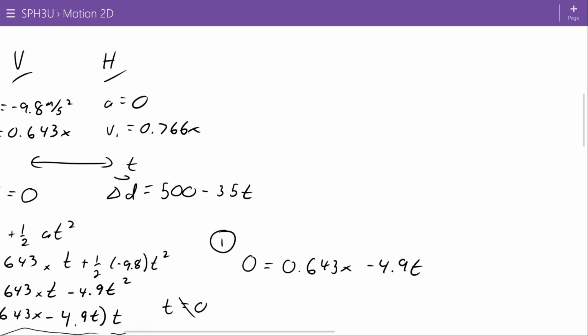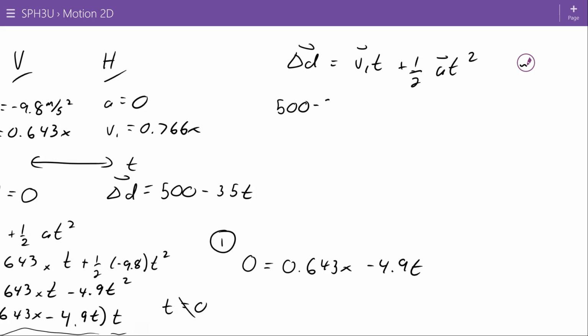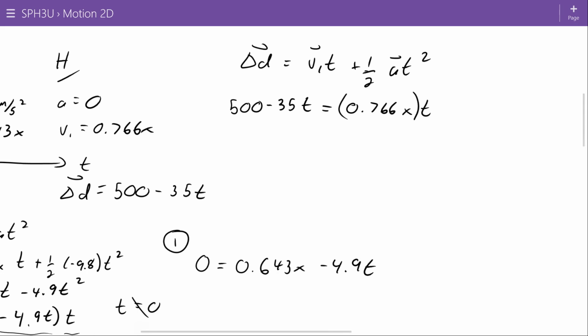Now in the horizontal direction, using the same base equation of motion, my delta D is a little bit complex here. 500 minus 35t. You're 500 meters away to start with, minus the movement of the tank, which you want to account for. 0.766 xt, that's my initial velocity, times time. And here's a little bit of a break. 1/2 acceleration is equal to 0, times t squared, so this whole term goes to 0.